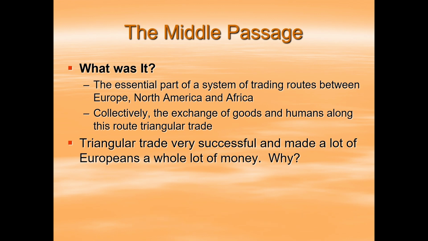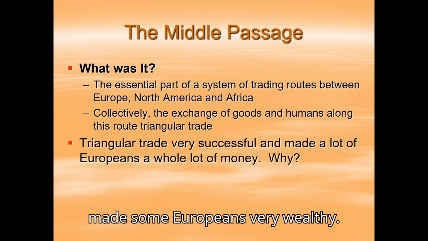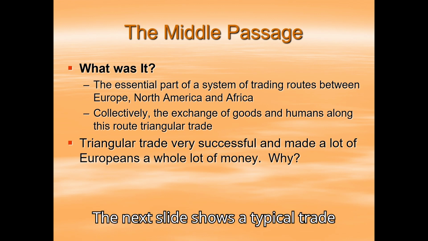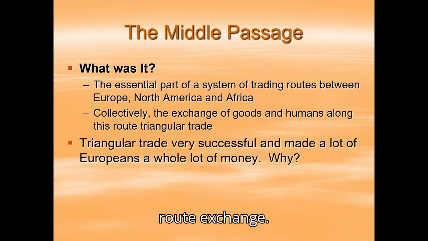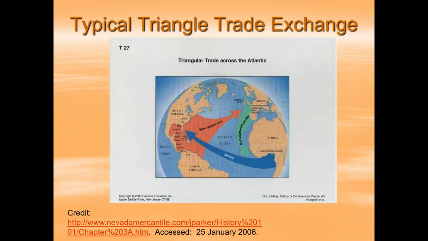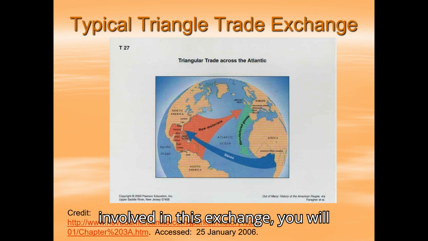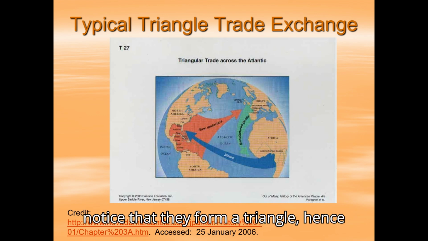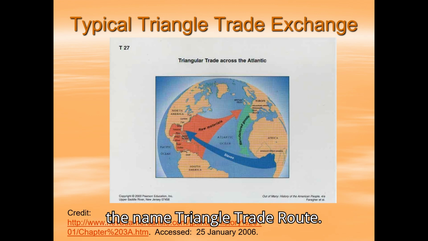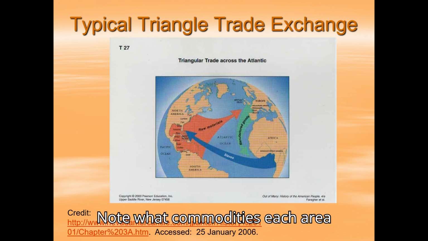These routes, known as the Triangle Trade, made some Europeans very wealthy. The next slide shows a typical trade route exchange. If you connected the 3 points involved in this exchange, you will notice that they form a triangle, hence the name Triangle Trade Route. Note what commodities each area contributed to this commercial enterprise as shown in this map.